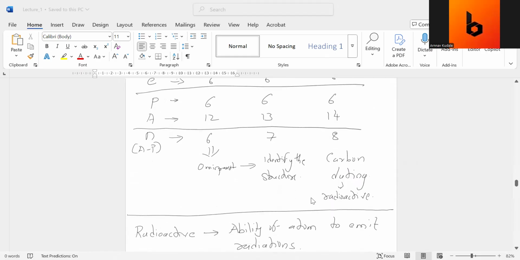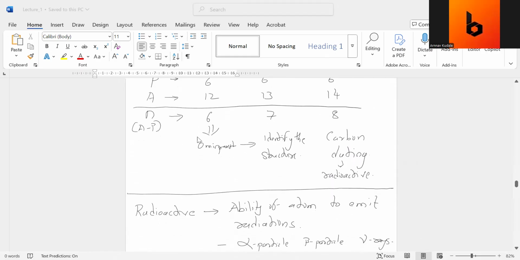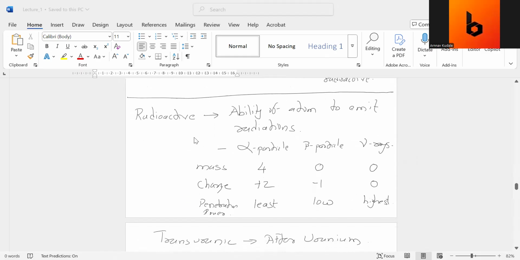Have you copied this? Neutrons are different. Now, what is radioactive? The ability of an atom to emit radiations. There are certain atoms which are able to emit these particles. There are two particles, alpha particle and beta particle, and there are gamma rays.